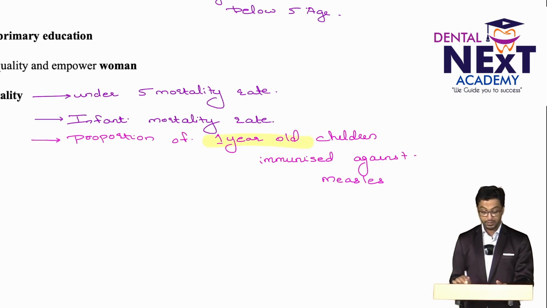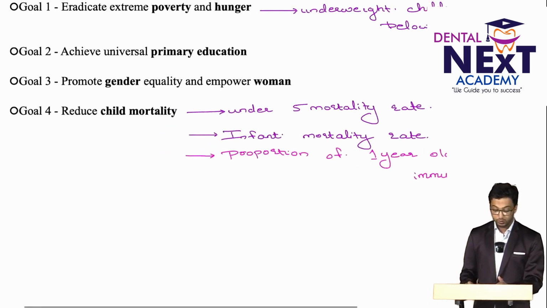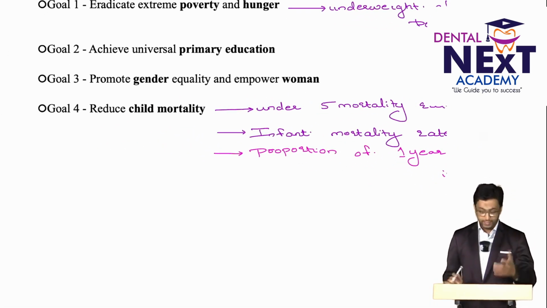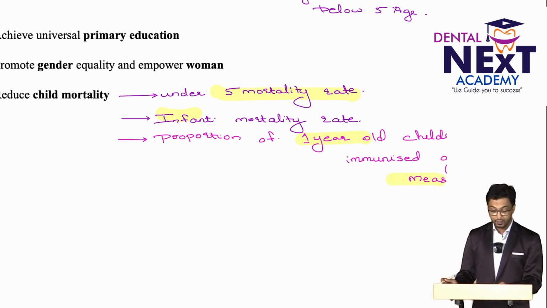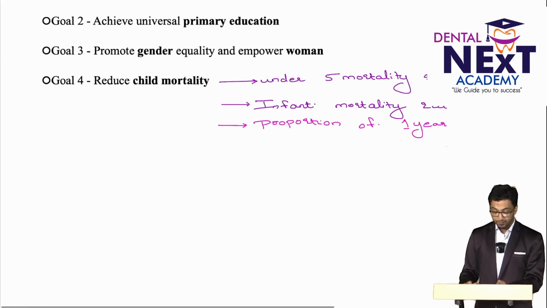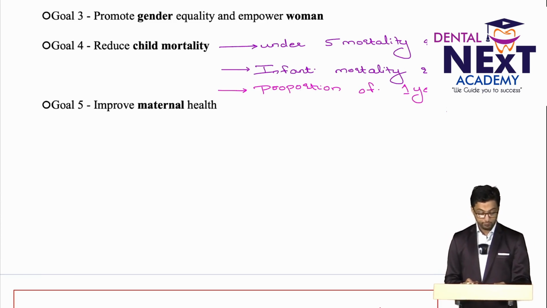Which age group? Under 1 year, or 1-year-old children immunized against measles. That was to reduce what? Overall child mortality. So it is under 5, infant, and 1-year-old against measles. 3 things in the child mortality. Then improve maternal health. That was the 5th one, you saw.